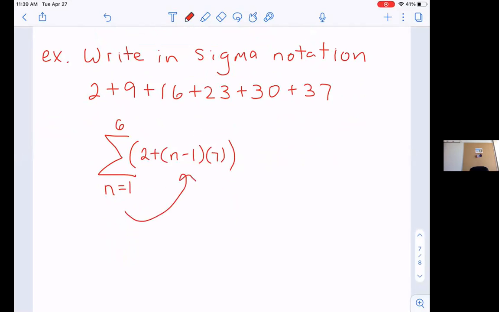1 minus 1 is 0. 0 times 7 is 0, plus 2 is 2. That's the first term. Plug in a 2. 2 minus 1 is 1, times 7 is 7, plus 2 is 9. That's our second term. Okay? If you plug in a 3, you'll get this. If you plug in a 4, you'll get that. If you plug in a 5, you'll get that. If you plug in a 6, you'll get that. And remember, we're stopping there.